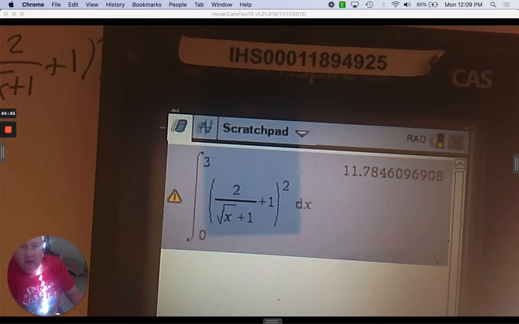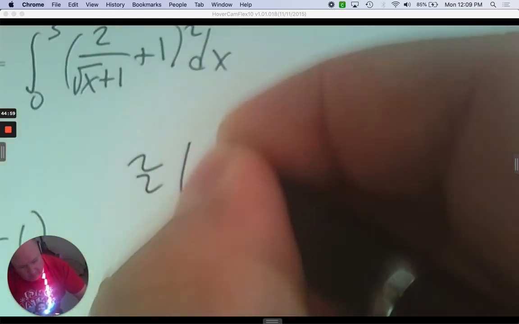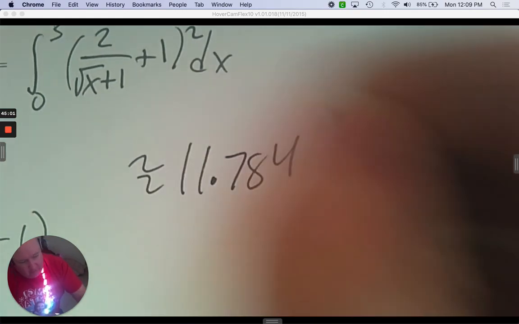I know it gives you a caution sign. Ignore it. Because there's a domain restriction for this, but from 0 to 3 there's no domain restriction. So there it is. That's the volume 11.6784.